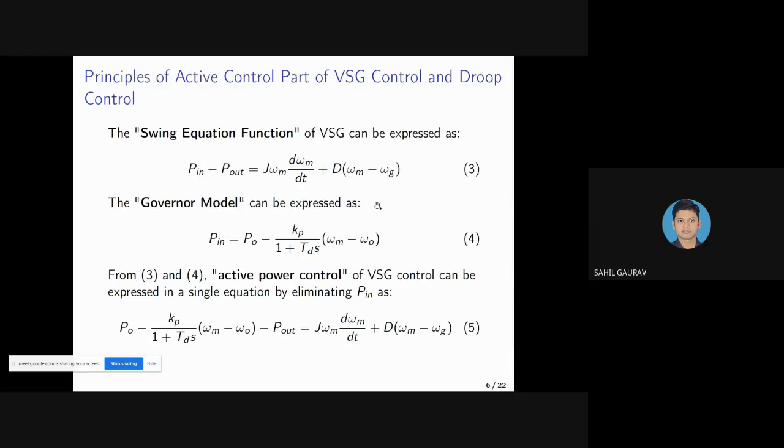Now, what has been done by the author in this chapter is that they simplify the model in order to focus on the active power control. So here the reactive power control parts of both the VSG controller and the droop controller are inactivated.